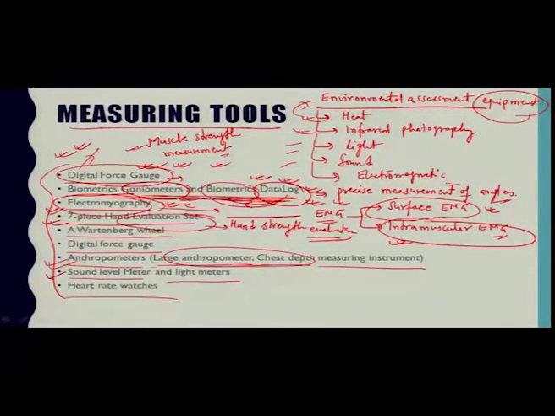Basically, if you go to a tailor who is measuring your dimensions for designing your clothes, he has a lot of tools. Those tools come in the category of anthropometers. Any measurement he takes with some tool, that tool can come under anthropometers. As far as sound level meters and light meters are concerned, these instruments measure the sound level, and in any manufacturing facility this can be used to monitor whether sound levels are within limits or not.